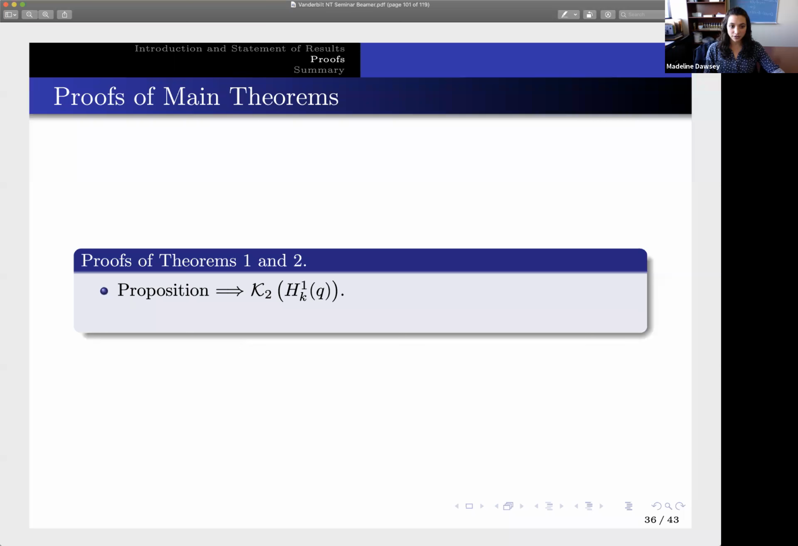And then to prove the main theorem, so to prove theorem 1, you use the proposition to count the number of edges in HK1 of Q, and then the lemma automatically tells you the number of complete subgraphs of order 4 in GK of Q. To prove theorem 2, that was just the number of complete subgraphs of order 3. You only have to go one step up.